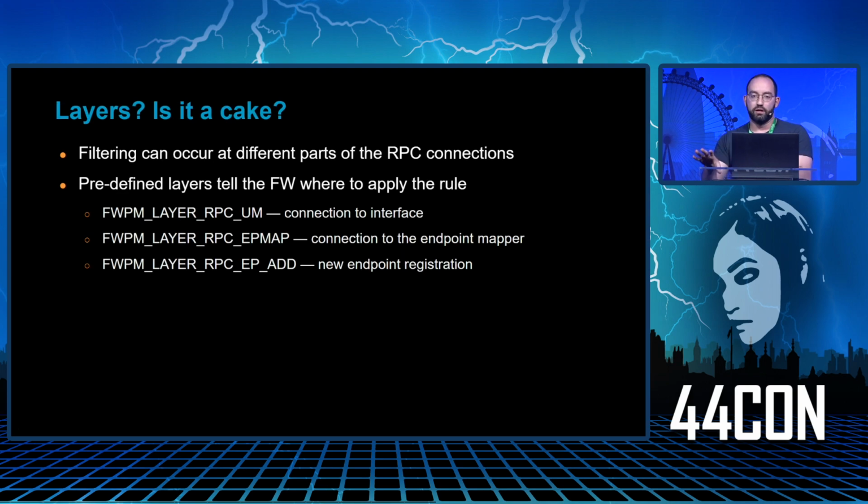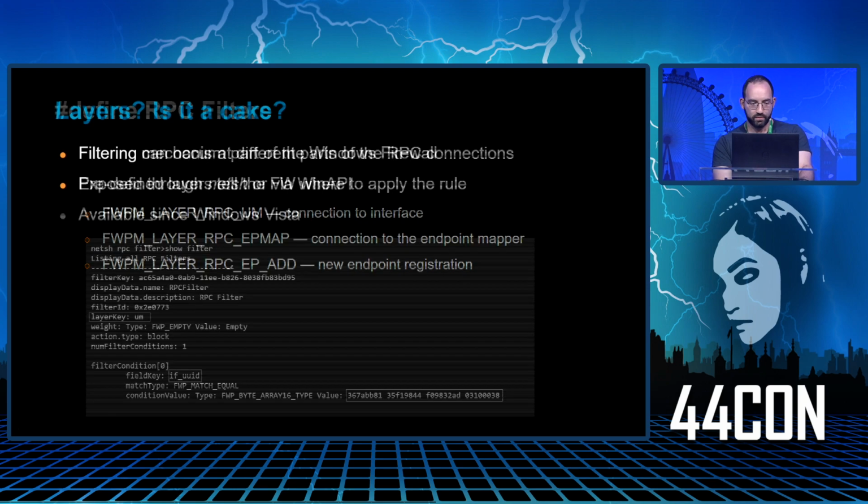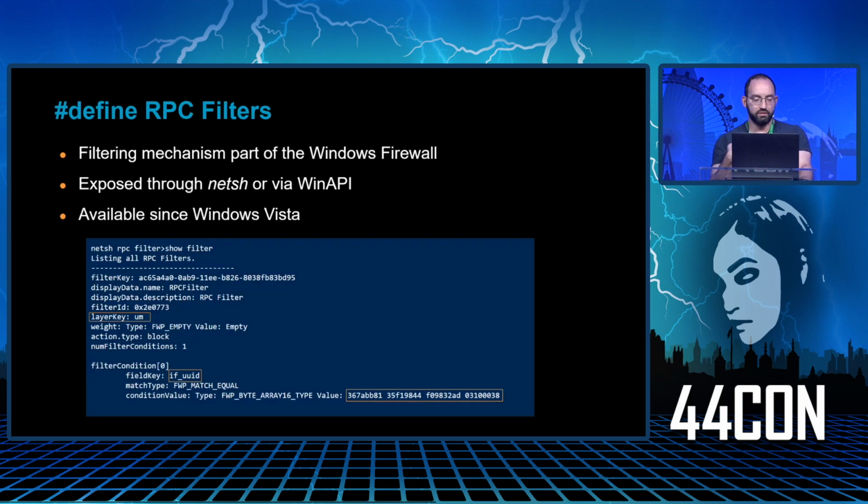And we can filter on various parts of the RPC connection in something called layers. So we have a layer for connections to the actual RPC interface, and it's dubbed UM, I guess user mode. But we also have layers for connection to the endpoint mapper specifically, or even the addition of new endpoints. So in the previous example, I defined the filter rule on the UM layer, so for connection to a specific RPC interface. And my filter is the interface UUID. In this case, I can tell you that it is the MS-SCMR interface. So this rule is basically a way to mitigate PSExec.